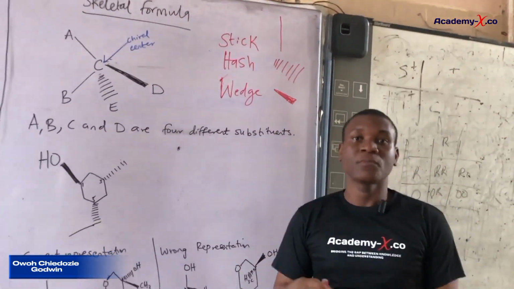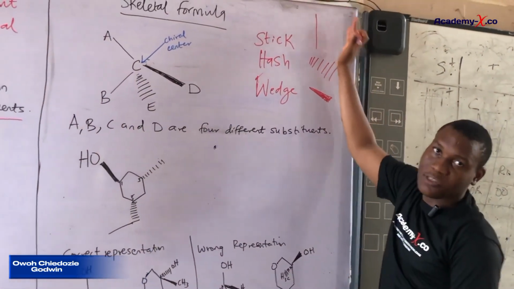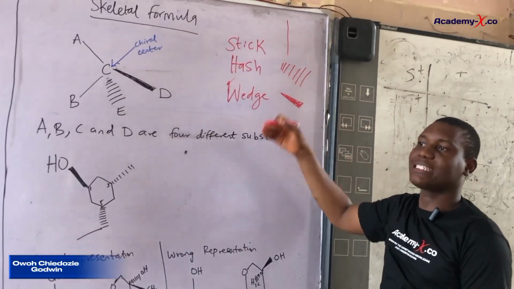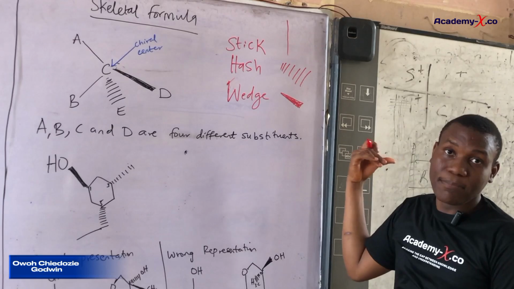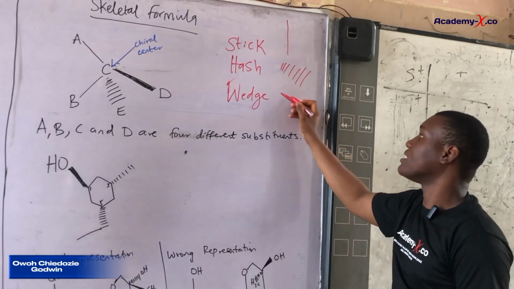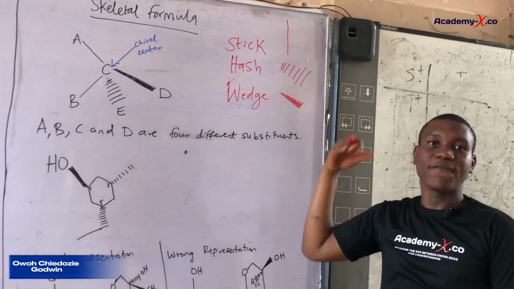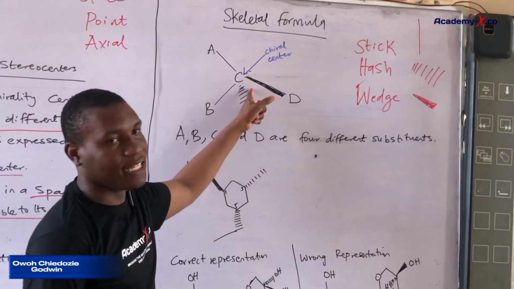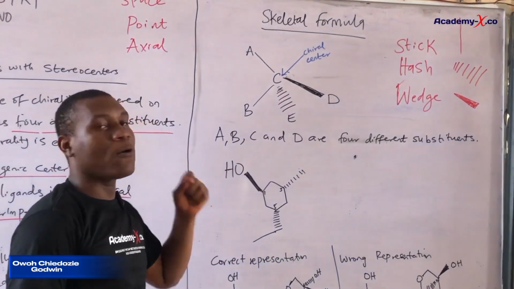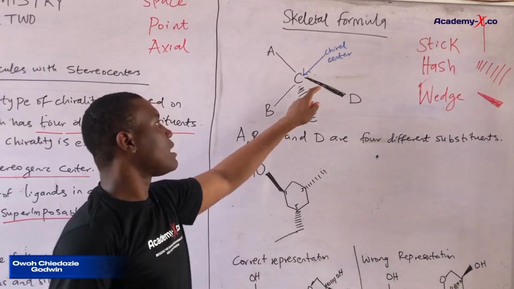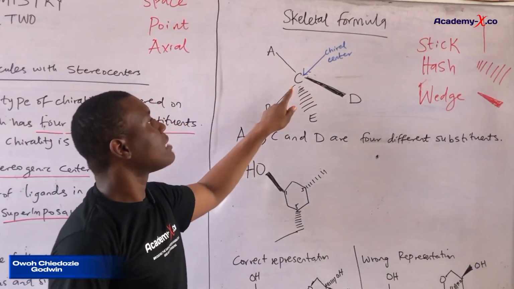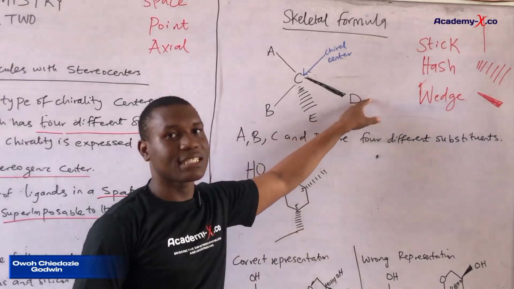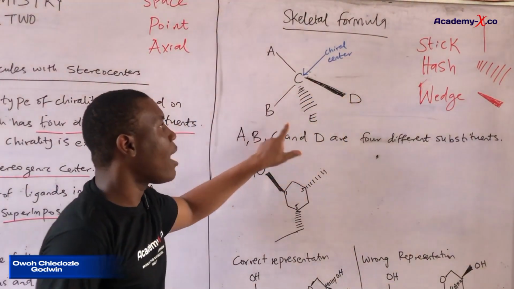So let's take it again. We said that the stick is directly on the plane we are drawing. The hash represents substituents that are at the back of the plane we are drawing. And the wedge represents substituents that are in front of the plane we are drawing. So let us look at this stereogenic center. Can you remember when I said that a stereogenic center is a center that holds 4 different substituents in a spatial arrangement?